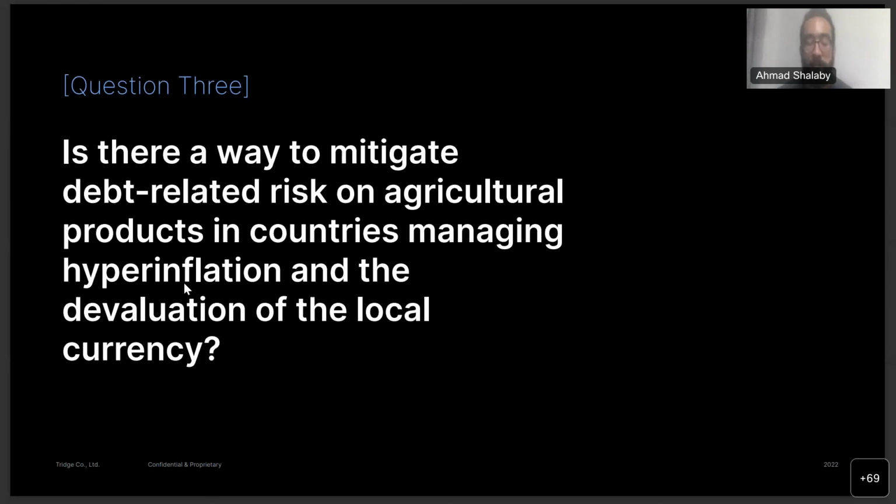So that's a very basic standard thing to do here in Egypt. You never take debts in any foreign currency. Keep it in local currency because your income is going to be in the foreign currency and it's going to cover your losses. So that's the key point that the suppliers here do. I hope that answers the question.